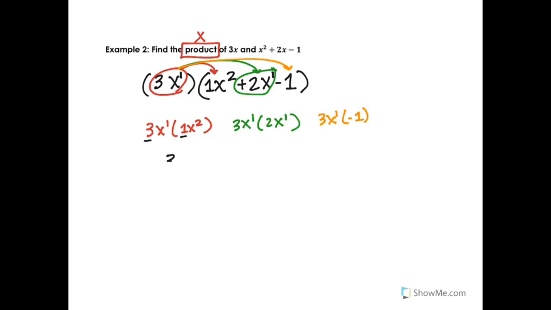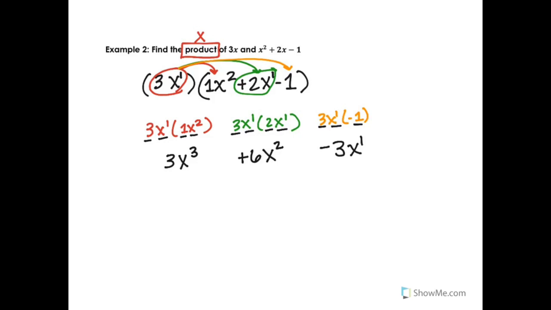So I have 3 times 1, which is 3. And I have x to the first times x to the second, which is just x to the third power. Again, I'm just putting together all the x's that I'm multiplying in total. Then I have 3 times 2, which is positive 6. And x to the first times x to the first is x to the second power, because again, I'm multiplying two x's. Last but not least, I have 3 times negative 1, which is negative 3. And there's nothing for me to multiply this x to the first with, so I'm just going to rewrite it right next to my negative 3.